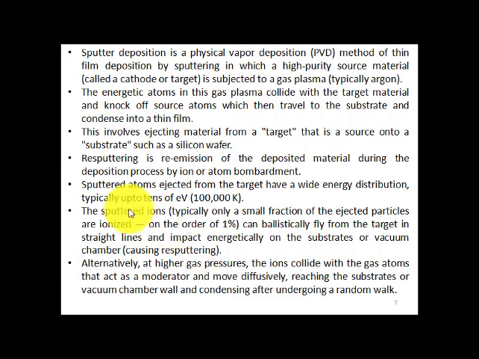Instead of sputtered atoms, sputtered ions can also be produced. These ions act just like the plasma gas ions which strike the cathode and eject atoms. Similarly, these sputtered ions also fly from the target and energetically strike the substrate where the sputter deposition is being carried out, and they remove atoms present in the thin film on the surface of the substrate, and this process is resputtering. Alternatively, at higher gas pressures, the ions collide with the gas atoms, which act as a moderator, and move diffusively, reaching the substrate or vacuum chamber wall and condensing after undergoing a random walk.